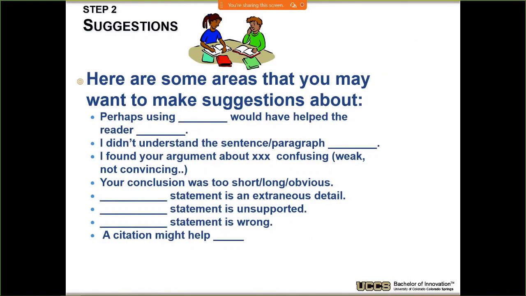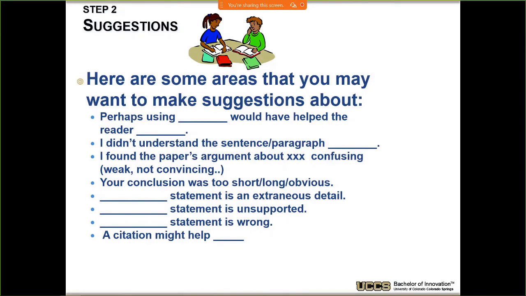Here are some ways you can make suggestions. "Perhaps using blank would have helped the reader," some combination of things. "I didn't understand the sentence or paragraph at line 75." "I found your argument about whatever confusing, weak, whatever." And even though I have suggestions in here, this is a place where it's good to mix in some positive ones. "I found this good, but..." is another way of getting the critique in there.